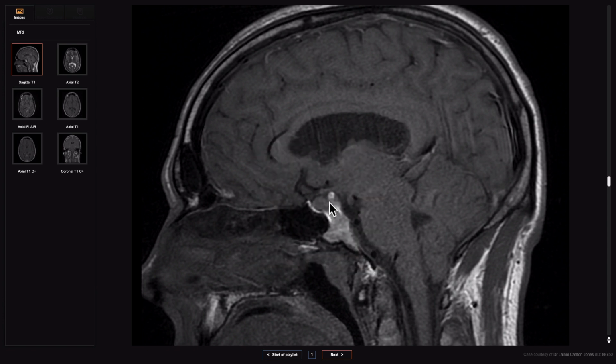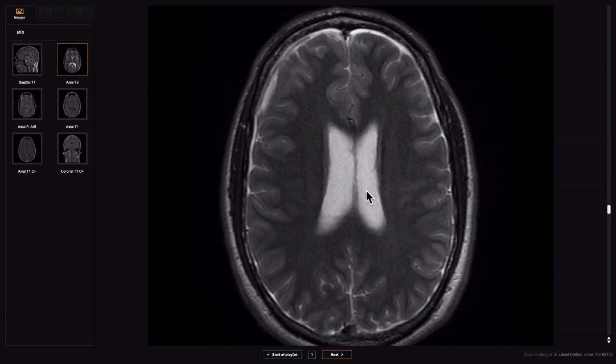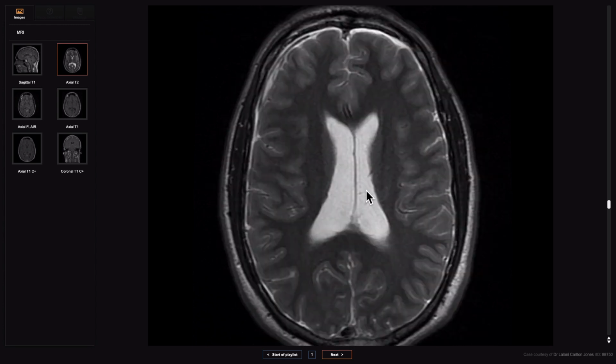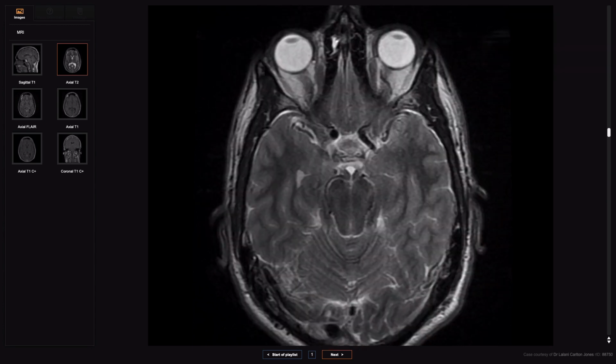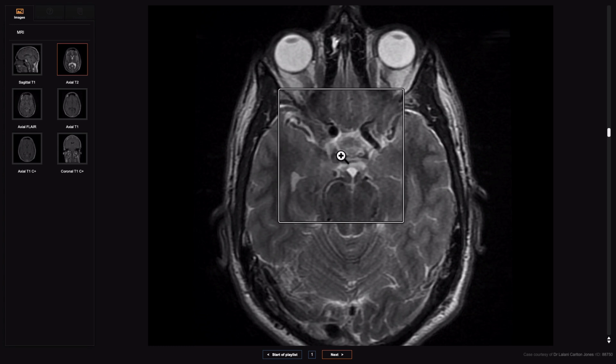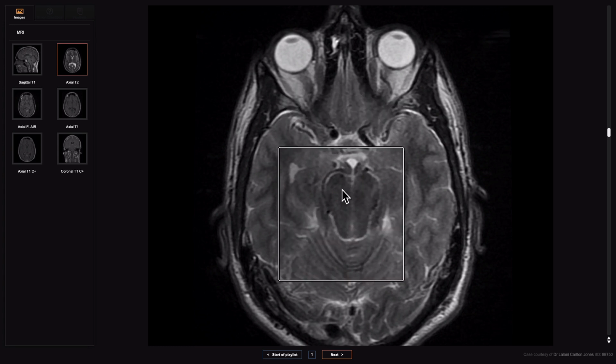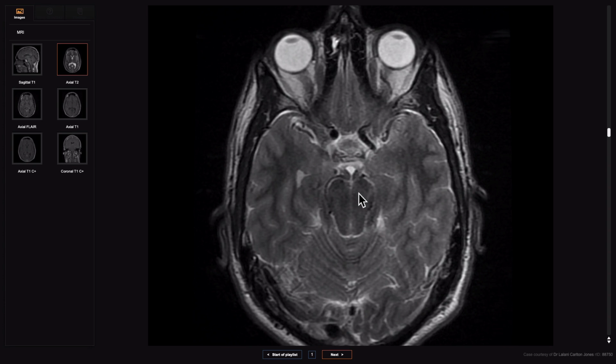But some of the other sequences are also useful. When we look at this T2 axial, we can see further evidence of brain sag. When we look at the interpeduncular cistern, it looks squashed. Normally, you should be able to see evidence of the interpeduncular CSF.